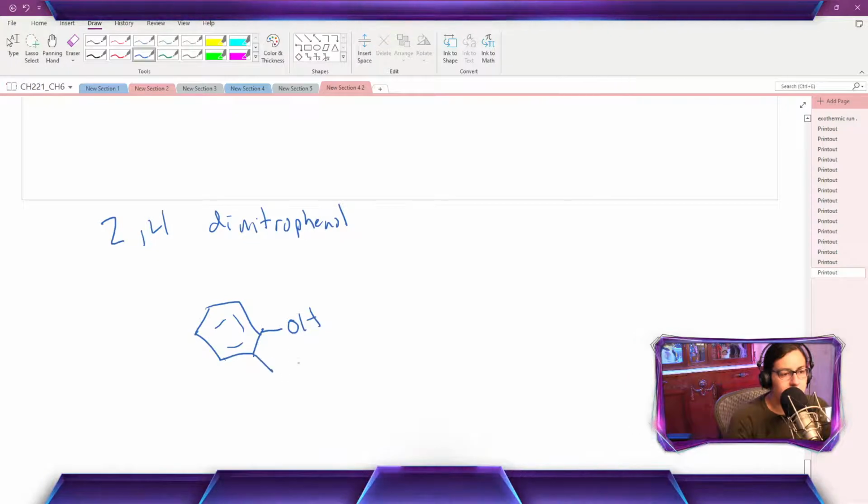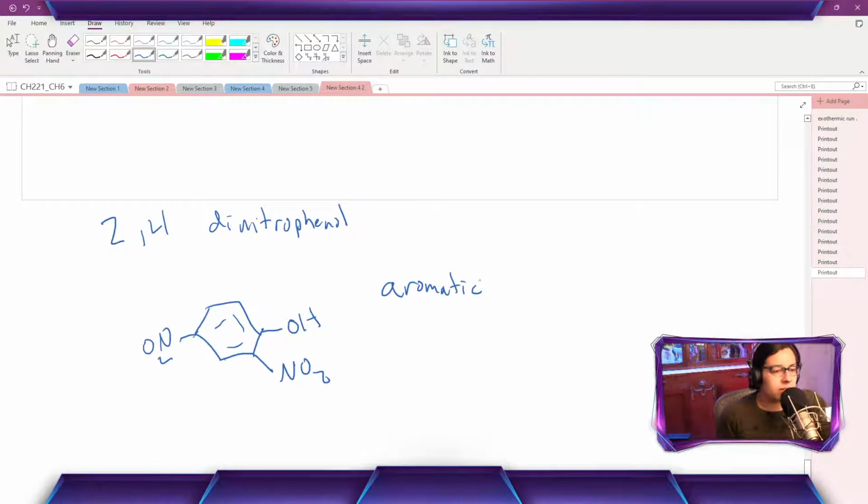So 2 is our first nitro. So 1, 2, 3, 4. Here's our second nitro. And of course, this compound would be aromatic. And so nitro compounds are pretty toxic, just FYI. They're usually highly colored. They're pretty interesting, pretty relevant for synthesis.